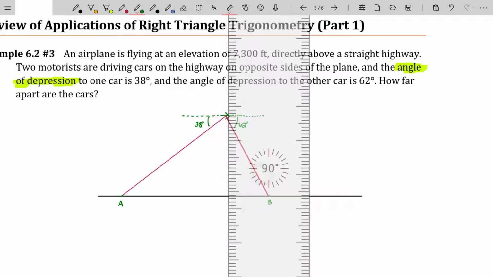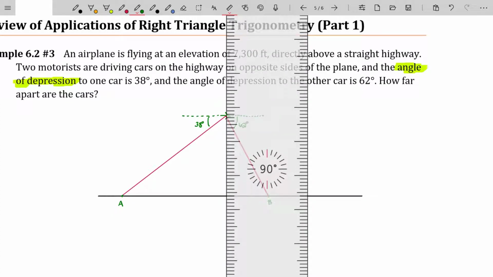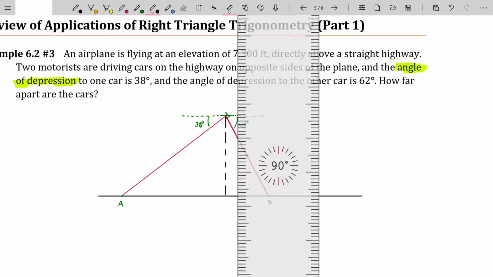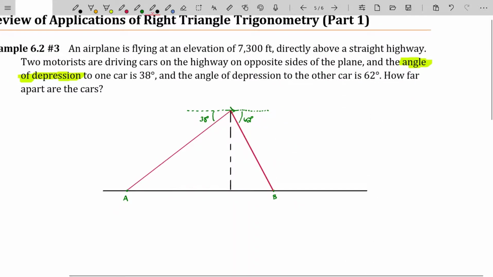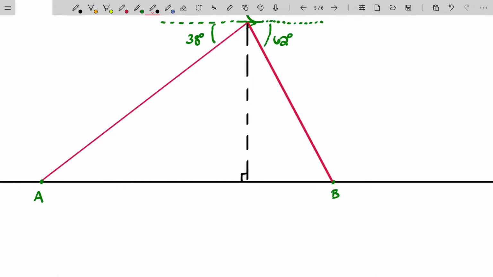And the other piece of information we have here is that the airplane is at an elevation of 7,300 feet. So I'm going to go ahead and just draw in an altitude here. I'll just dash it out. That's our altitude. It makes a right angle with the ground. So here's a right angle, and it's a right angle obviously in both sides.